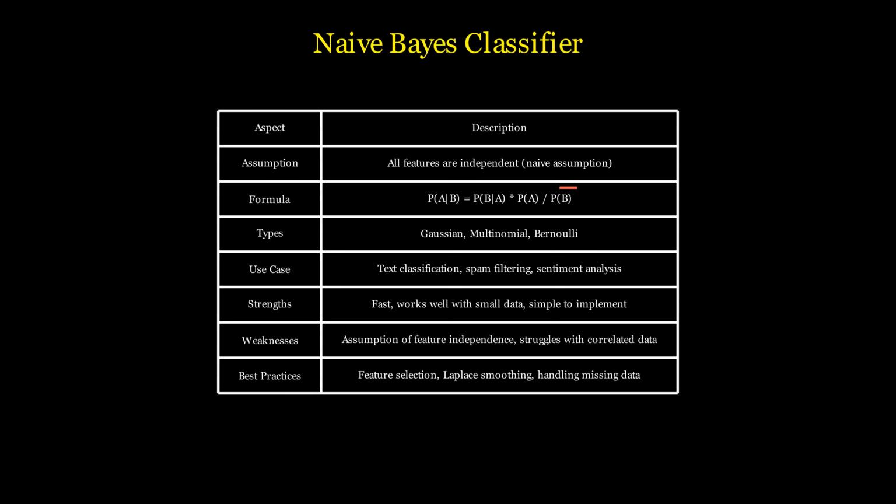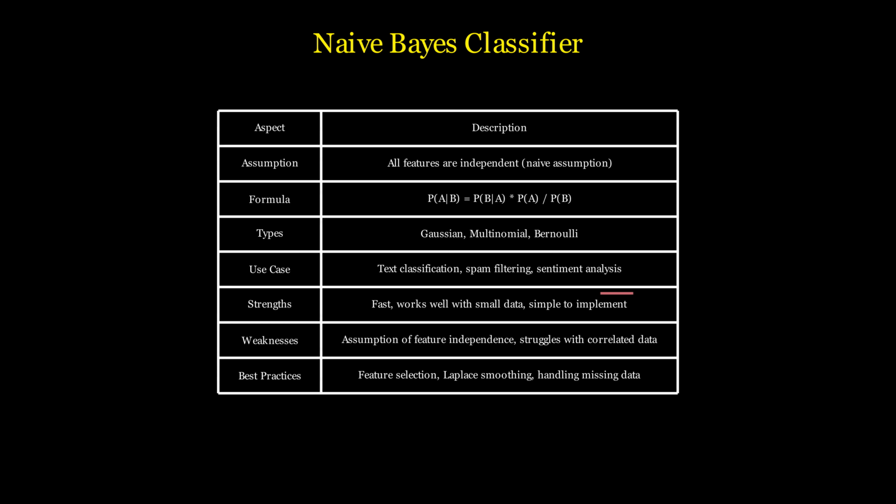The fundamental formula is based on Bayes' theorem, where the probability of a class given input features is determined using prior and likelihood probabilities. There are different types of naive Bayes classifiers. Gaussian for continuous data, multinomial for text classification, and Bernoulli for binary data. It is widely used in text classification, spam filtering, and sentiment analysis due to its efficiency and simplicity.